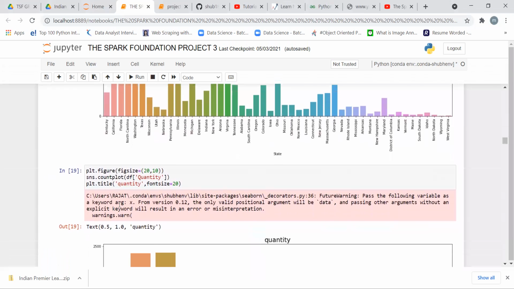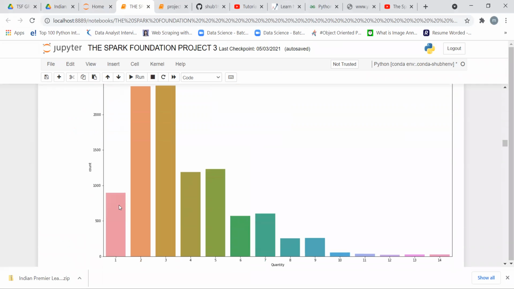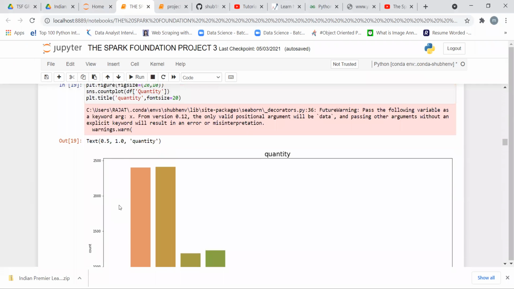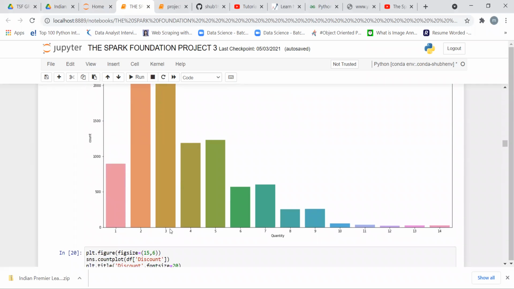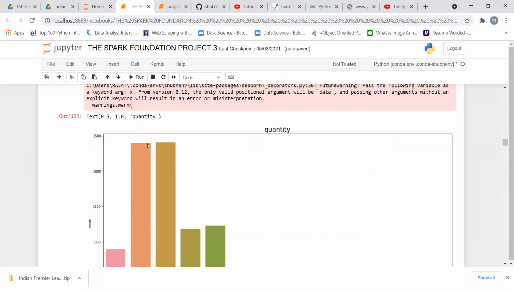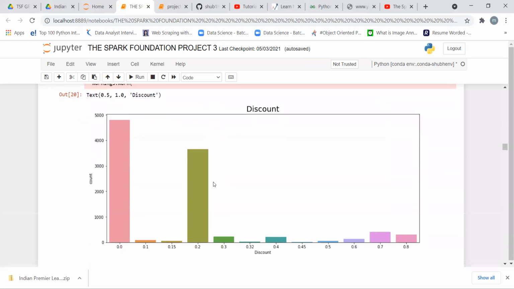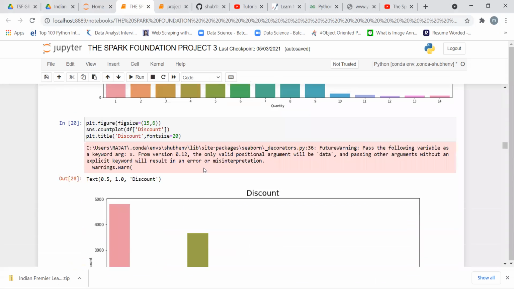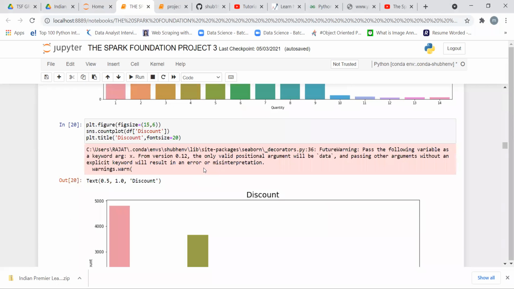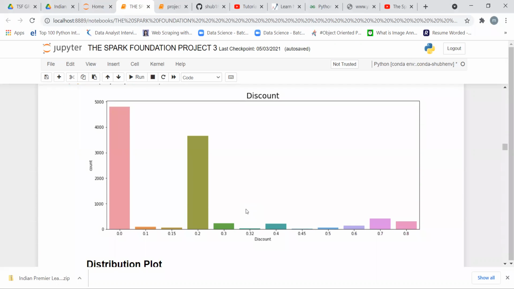We also use quantity. Quantity here is 2 or 3 quantities. This is a graph in terms of quantity, and in terms of discount we use a count plot. Discount is 0.3 to 0.4. Discount of 0.0 is the highest, and the second highest is 0.2.